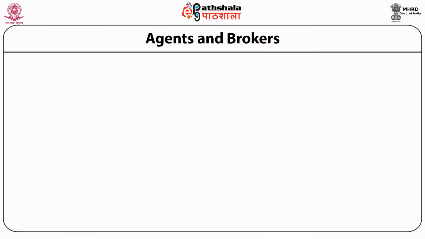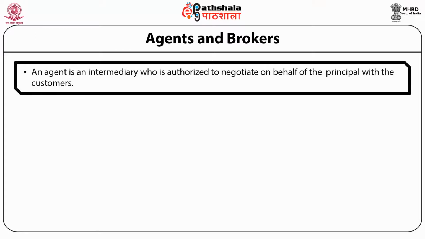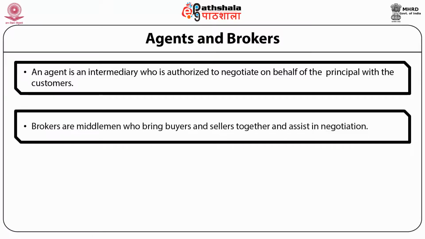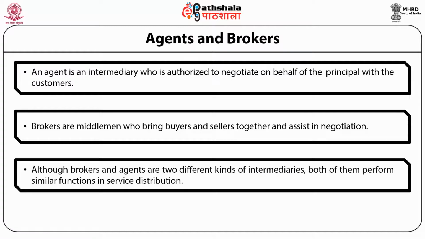Agents and brokers. Another type of channel and distribution strategy is the involvement of agents and brokers. An agent is an intermediary who is authorized to negotiate on behalf of the principal with the customers. Brokers are middlemen who bring buyers and sellers together and assist in negotiation. Although brokers and agents are two different kinds of intermediaries, both of them perform similar functions in service distribution.